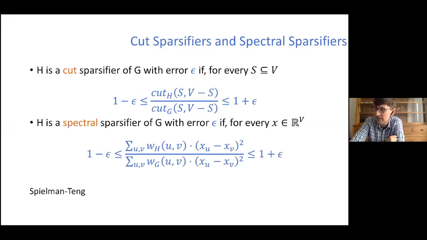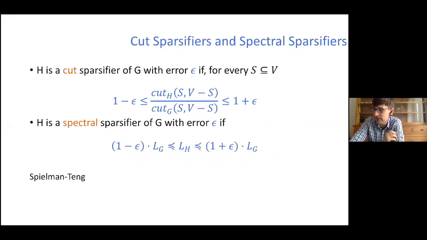And Spielman and Teng also provided an efficient construction of graphs satisfying this definition. For every G, they could construct an approximating H with n over epsilon squared times polylog n edges. So still a nearly linear number of edges for every constant approximation. So this definition seems stranger, but it has a much neater linear algebraic interpretation. It just says that the Laplacian matrix of H and the Laplacian matrix of G are closely related in the PSD order.